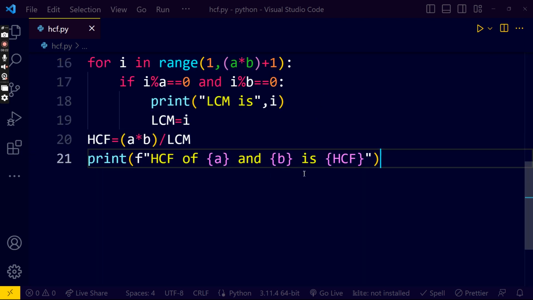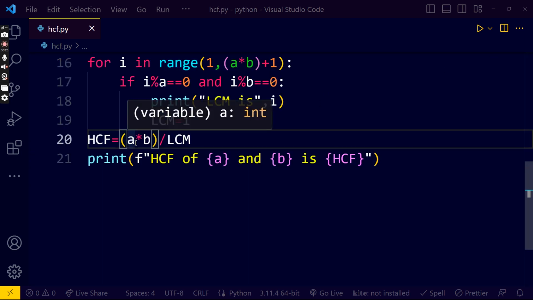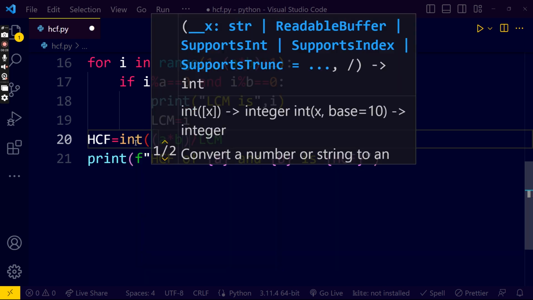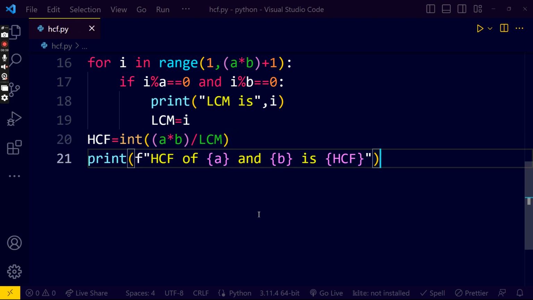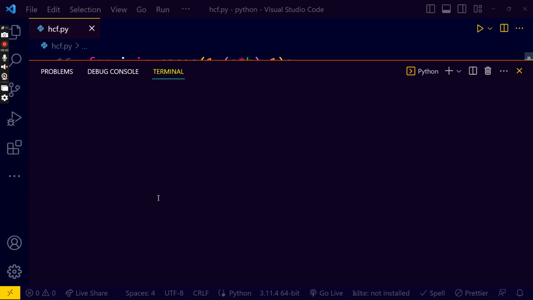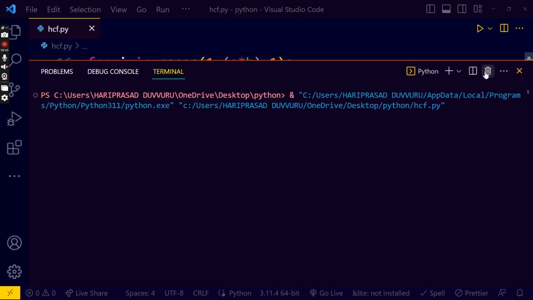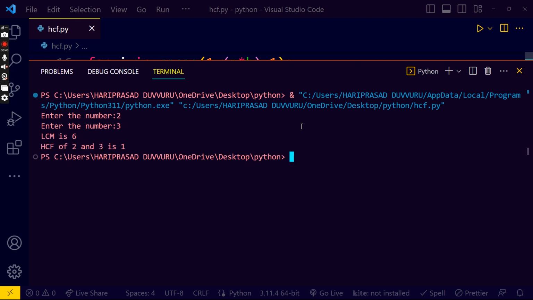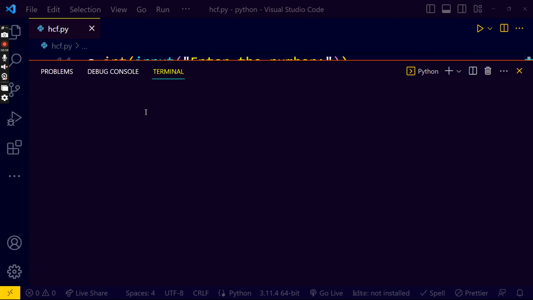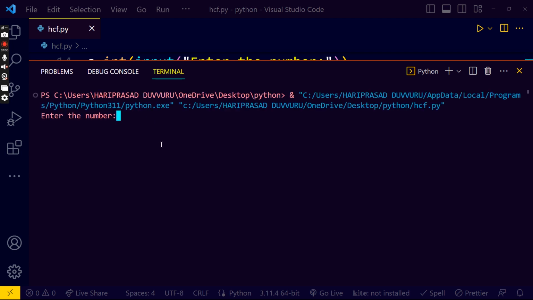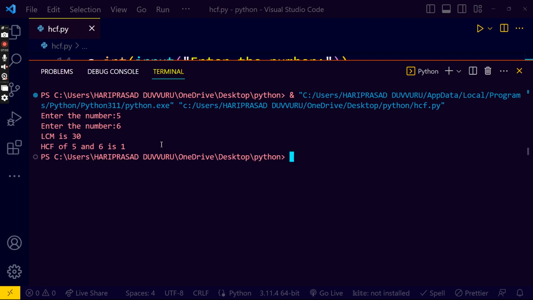Let us make it an integer, I'm just adding typecasting here. Enter the number 2, 3. LCM is 6 and HCF of 2 and 3 is 1. Okay, let's go for other numbers, like 5 and 6. HCF is also 1.